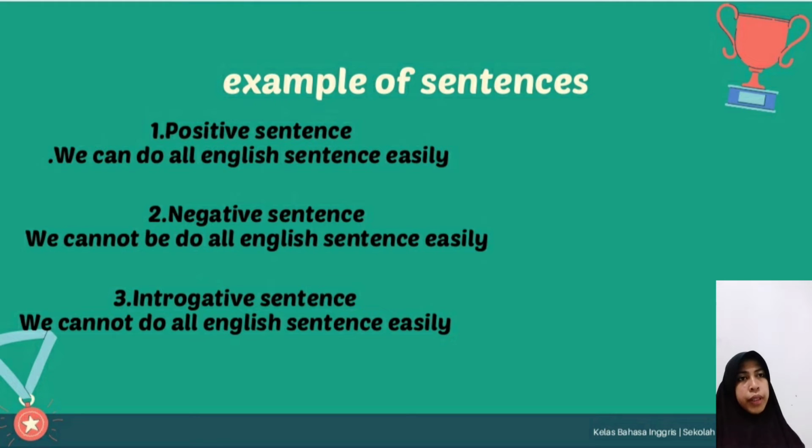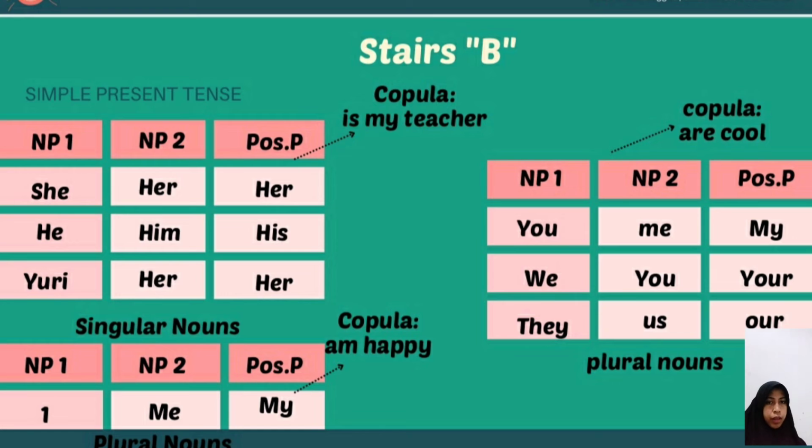For example of sentences in modal tense, 1. Positive sentence. We can do all English sentences easily. And 2. Negative sentence. We cannot do all English sentences easily. And 3. Interrogative sentence. Can we do all English sentences easily?